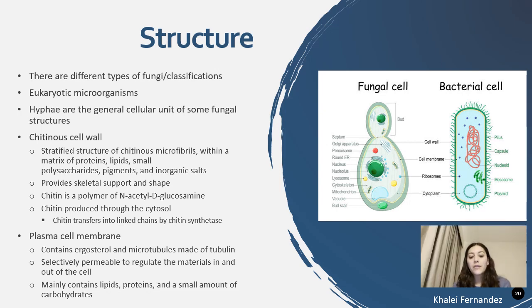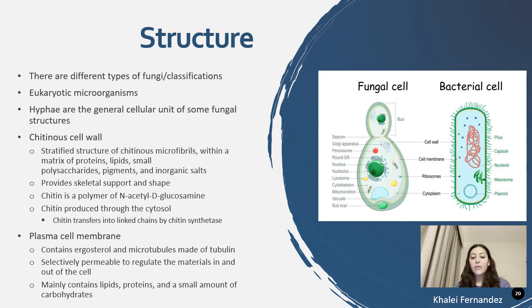Fungi are eukaryotic microorganisms where hyphae are the general cellular unit of some fungal structures. There are multiple different types of fungi and classifications, but for the most part, they all have a chitinous cell wall and a plasma cell membrane. The chitinous cell wall is a stratified structure of chitinous microfibrils within a matrix of proteins, lipids, small polysaccharides, pigments, and inorganic salts. These all provide skeletal support and shape to the cell.